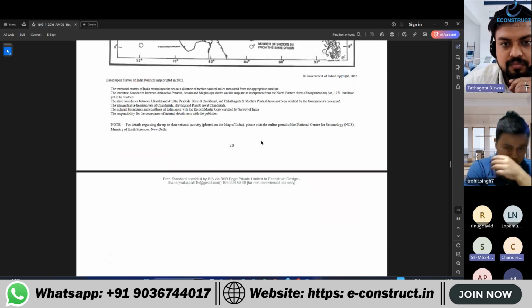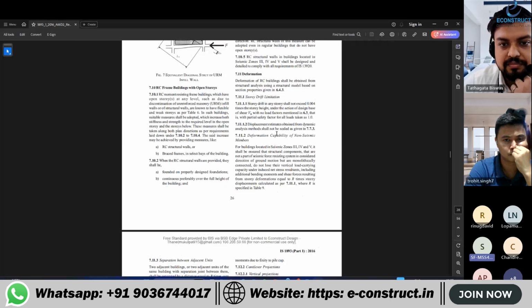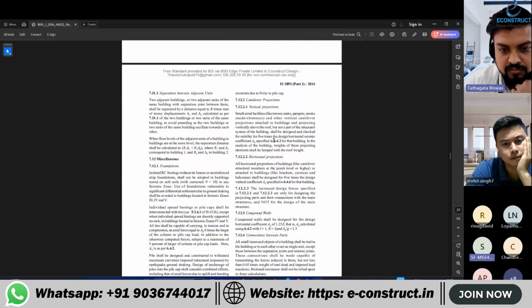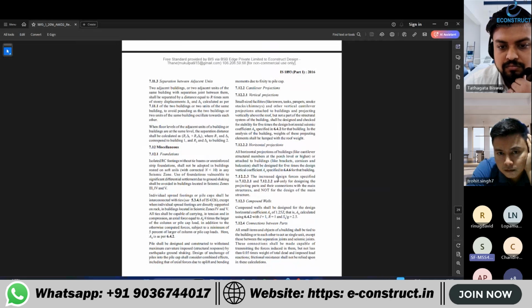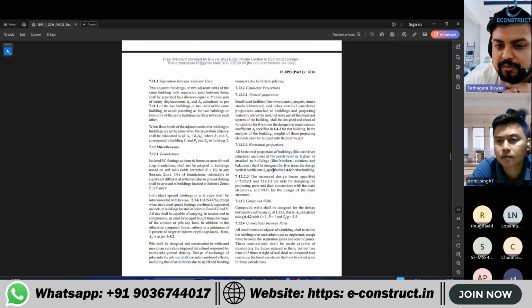In these horizontal projections, they have defined brackets, cornices and balconies shall be designed for 5 times the design vertical coefficient AV. This is for when the balcony has too much projection and there is no backspan; in that case you can take this. But once you have the backspan, it doesn't have any requirement of this. And 5 times AV is also too much.